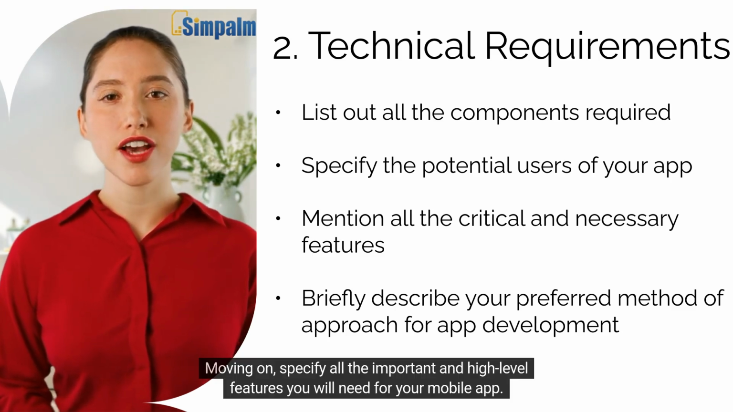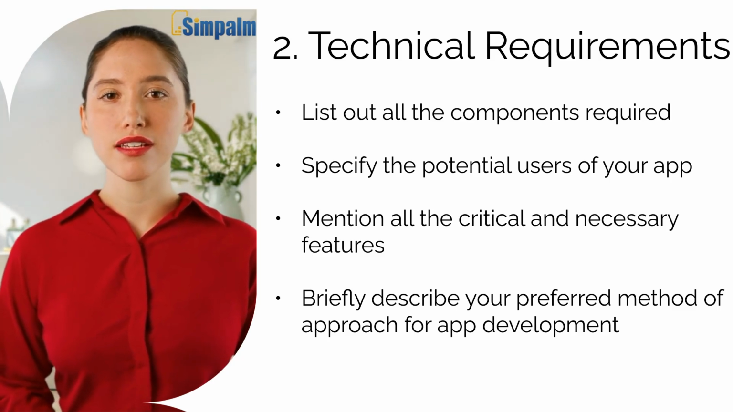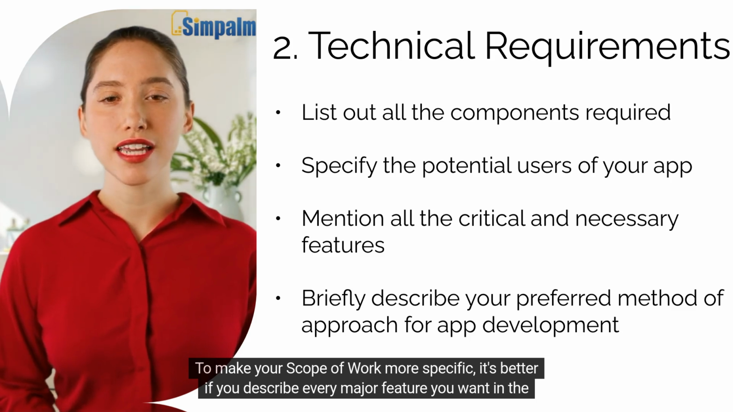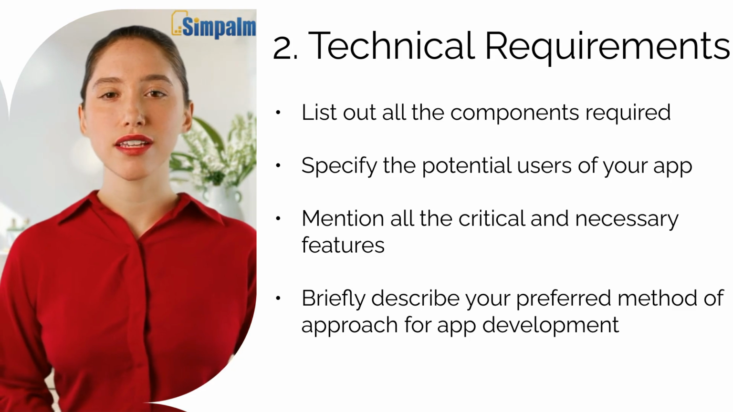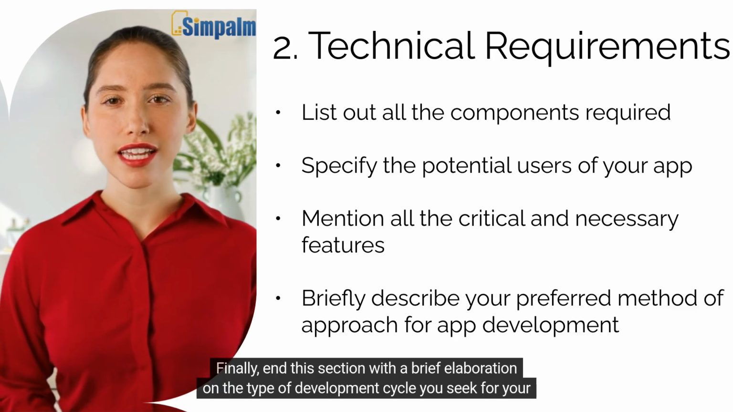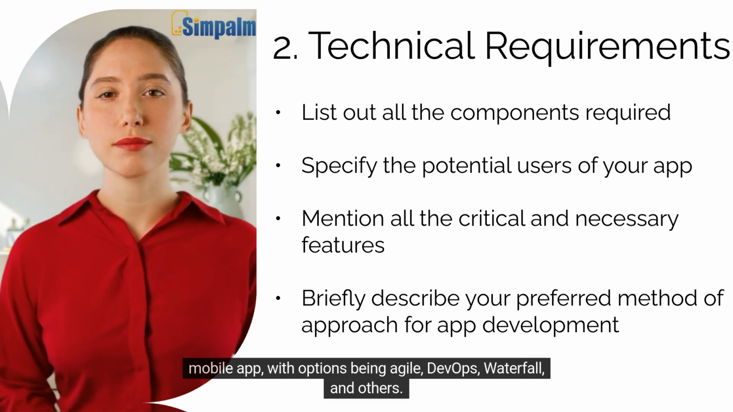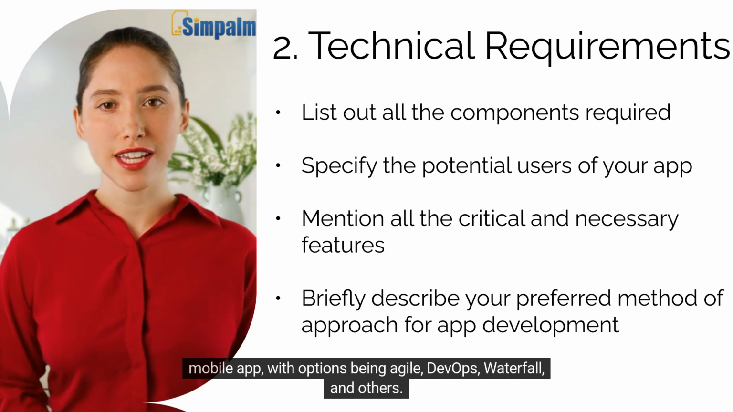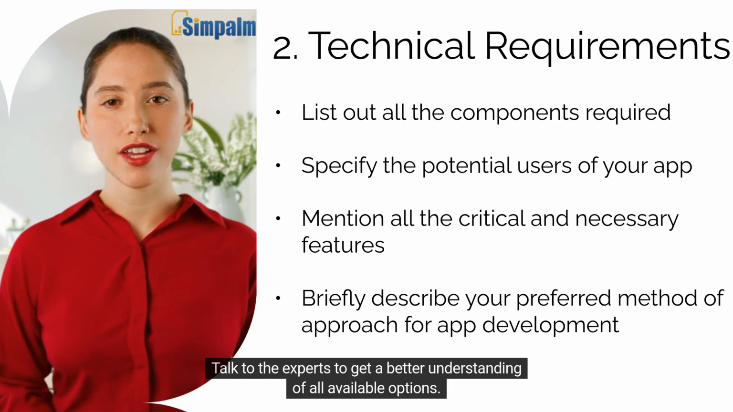Moving on, specify all the important and high-level features you will need for your mobile app. To make your scope of work more specific, it's better if you describe every major feature you want in the app. It will give developers clarity on what your expectations are. Finally, end this section with a brief elaboration on the type of development cycle you seek for your mobile app, with options being Agile, DevOps, Waterfall, and others. Talk to the experts to get a better understanding of all available options.